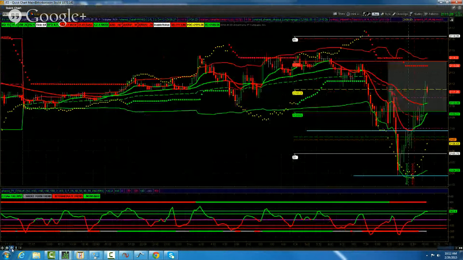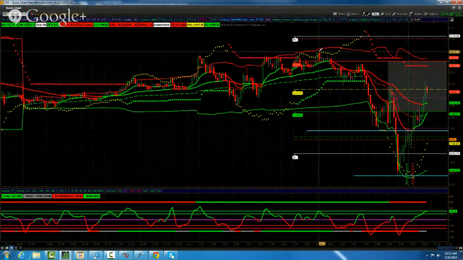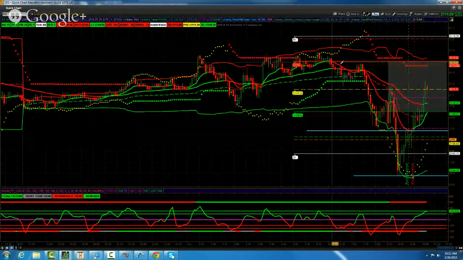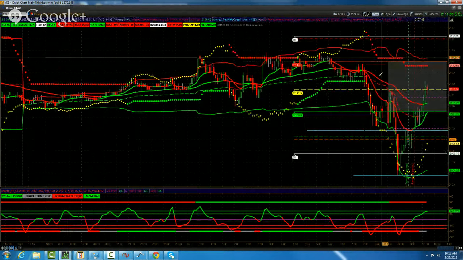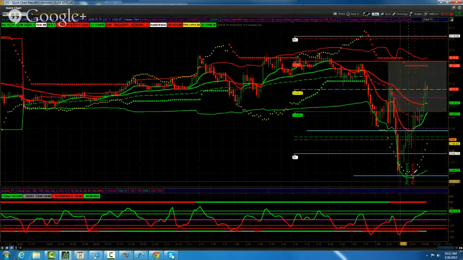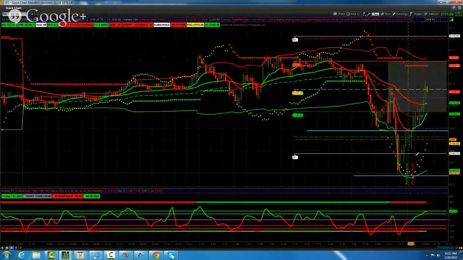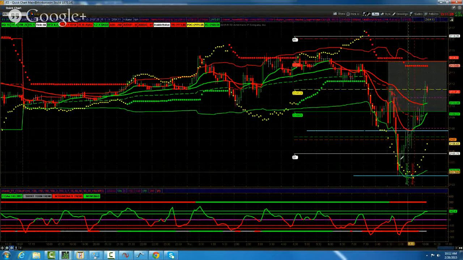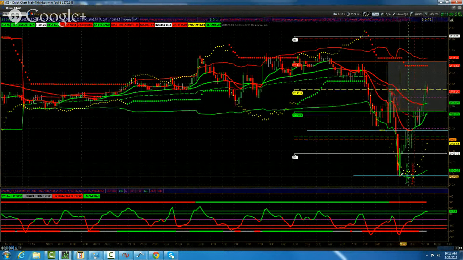Okay, so right around 4:30, 5 o'clock in the morning, we went inside value, and we've been sitting inside value, and then we went down, tested the bottom, took out yesterday's low. We took out yesterday's low and the Globex low, and we have a double bottom down here. We've got a double bottom down at 375.